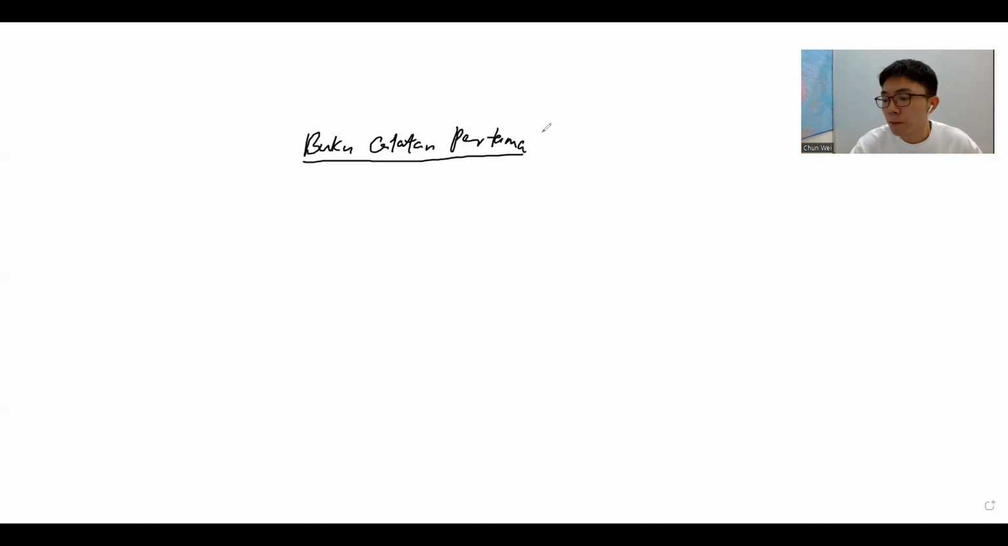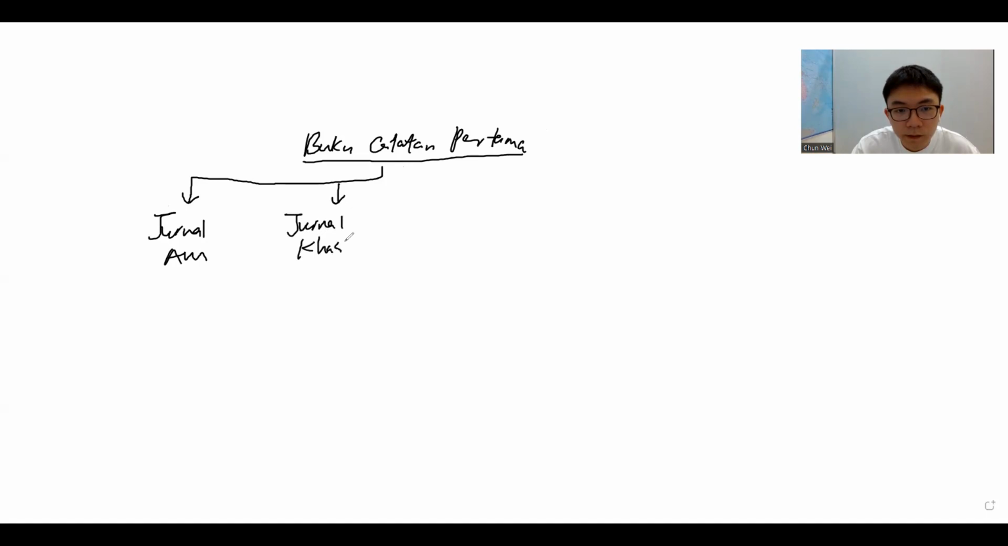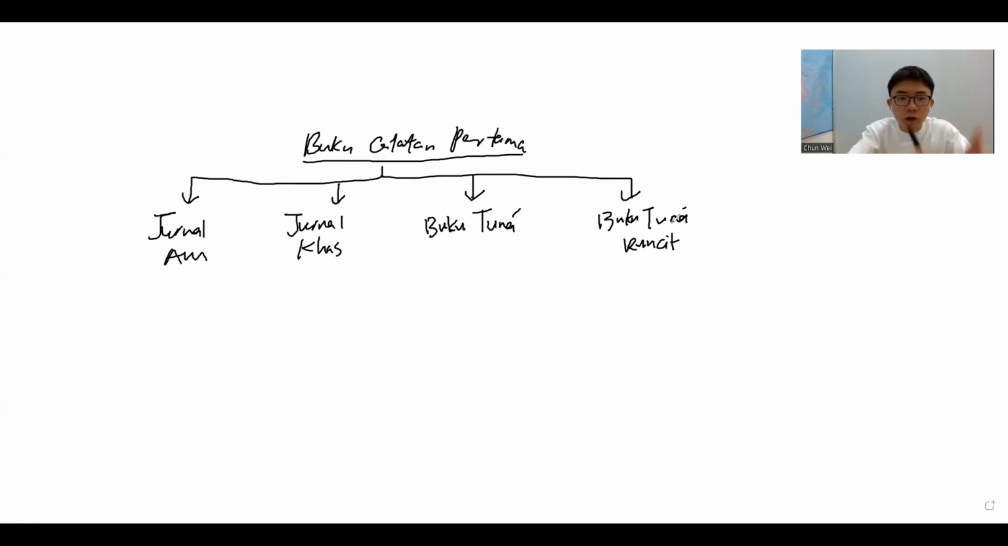Okay, so this is Buku Catatan Pertama, and in Buku Catatan Pertama, we can break down to a few parts: journal am, journal husk, buku catat, buku tunai, and buku tunai runci. So these are the 4 things, and each of these journals, they have a format for it.